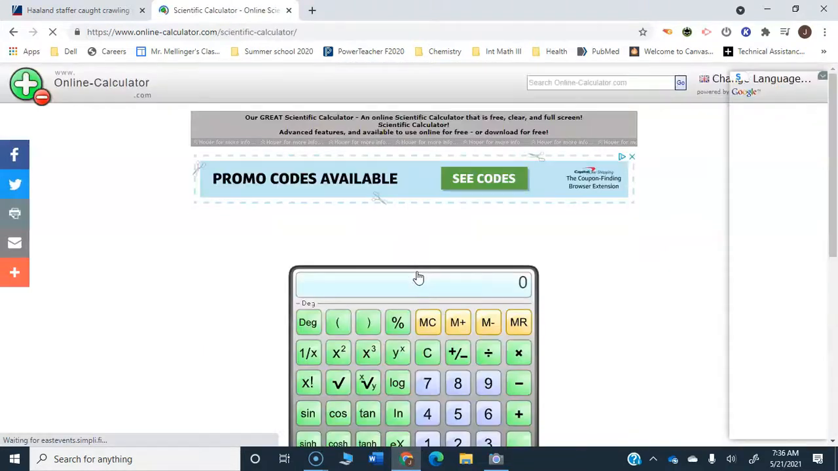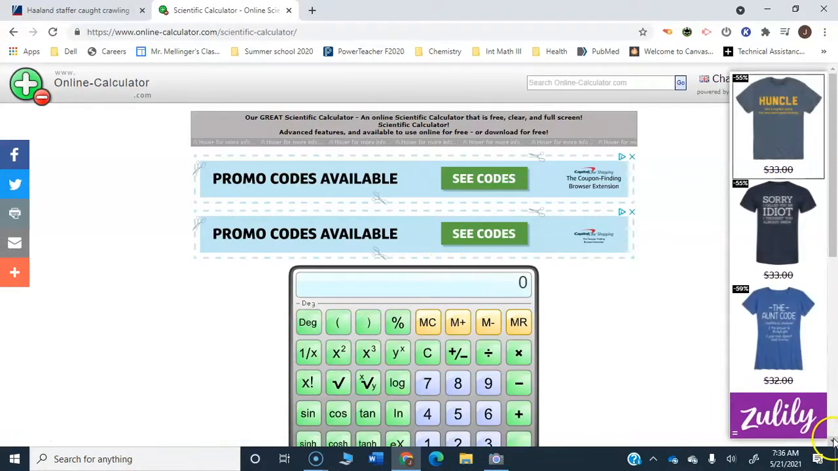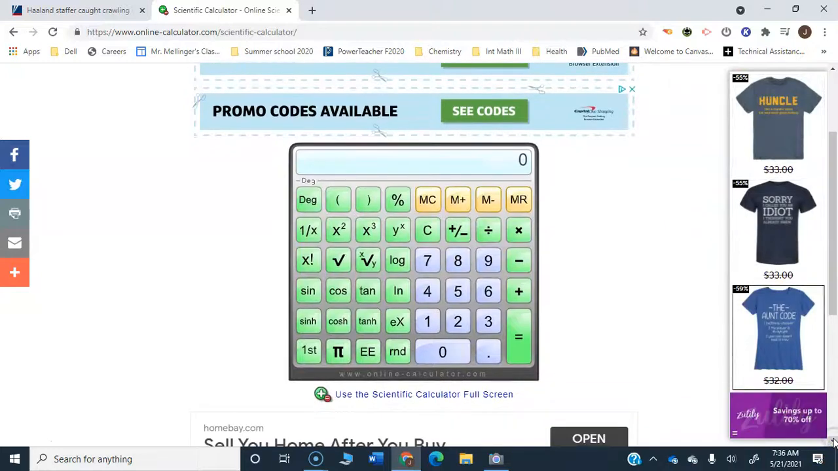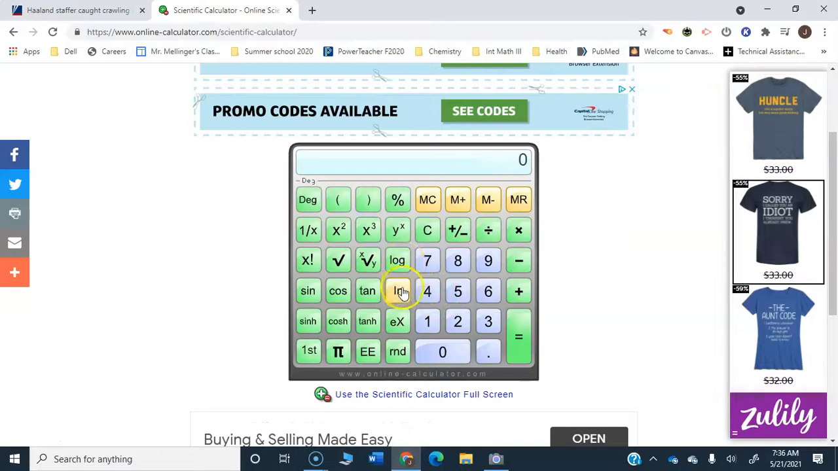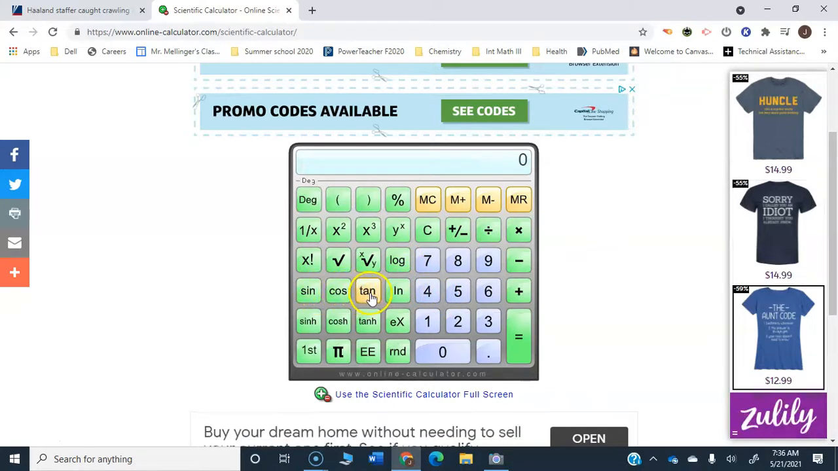It might be the same one that was on that first page, but I have never checked it, and this is the one that we use. So this has functions that we need to use in this class. One of them was log that we used last unit, natural log, same thing. And then we need to use sine, cosine, and tangent.